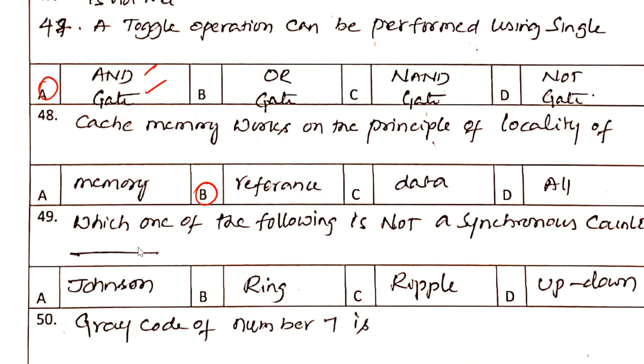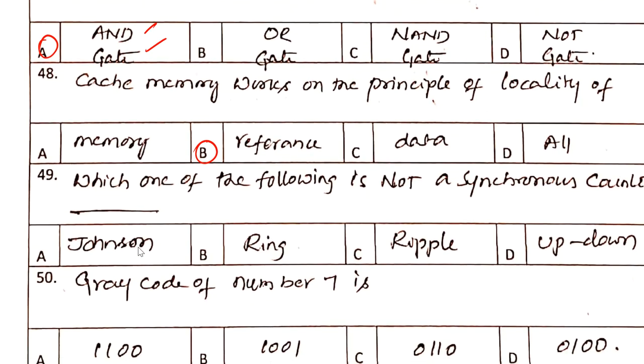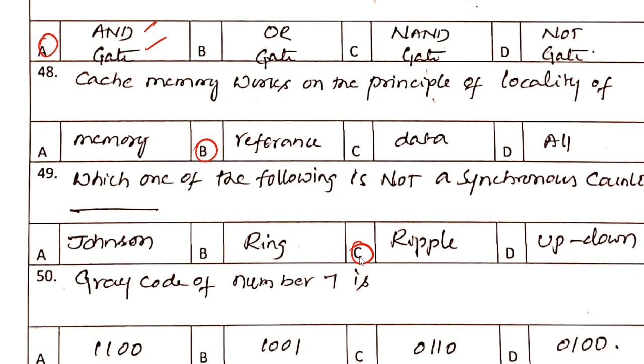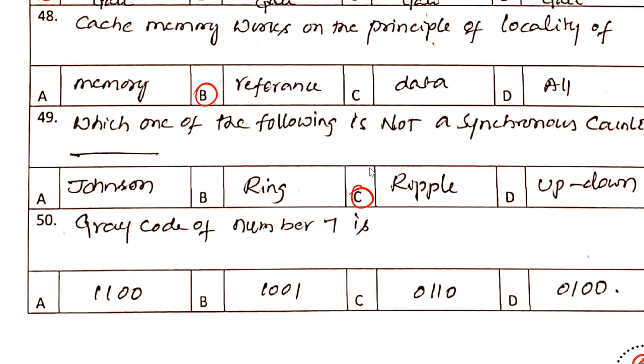Next one, which of the following is not a synchronous counter? The options are Johnson, ring, ripple, up down. So it is the ripple counter. Next one, gray code of number 7 is. So gray code of number 7 is simple. Just take the number 7 in binary form and convert it, then you will get the answer. So the correct answer will be 0100. The other options are 1001, 0110. The correct option is 0100.